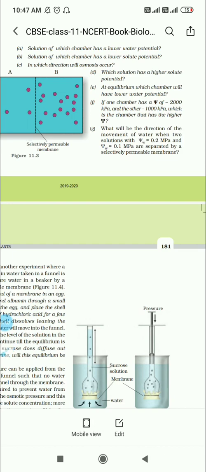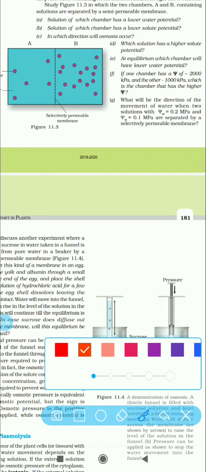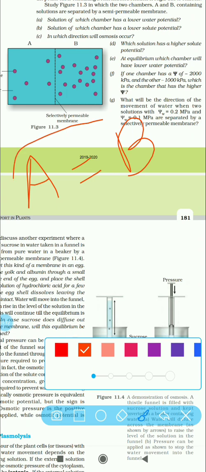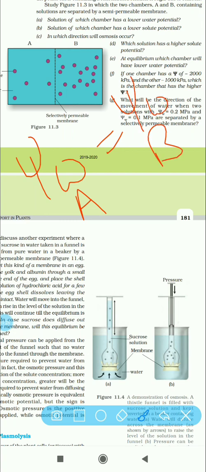Next question: at equilibrium, which will have lower water potential? Equilibrium will never be low or high, it will always be equal. When both have equal water potential, we call it equilibrium. Or in other words, when psi WA is equal to psi WB, equilibrium is established.